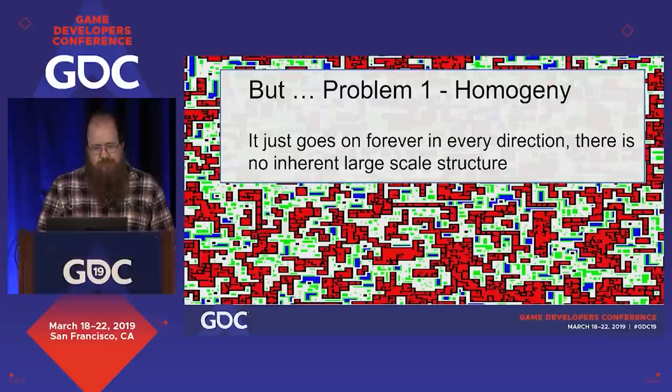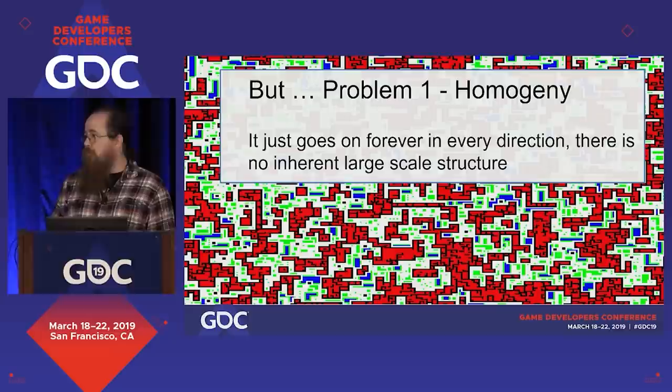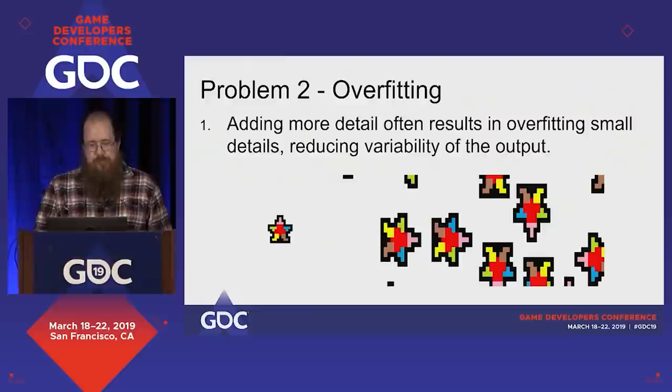So, applied to map design, these are not problems with the algorithm per se, but only domain-specific problems. What problems did we run into when we tried to use this? Problem one was homogeny. The outputs are, as you get bigger and bigger, just completely homogeneous in all directions. They're interesting at the small scale, but you don't really want to walk across an infinite homogeneous plane of these buildings. Problem two is overfitting, and so we'll return to the star shape.